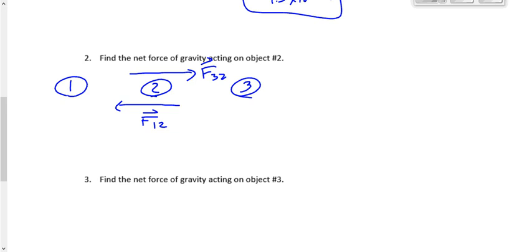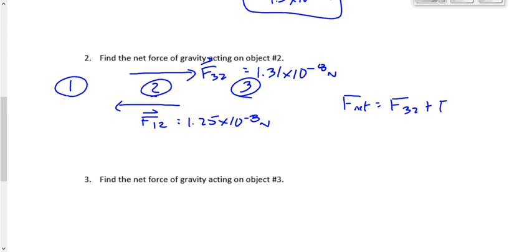Now let's get both of these forces. The force of 3 on 2 ends up being a value of 1.31 times 10 to the negative 8 newtons. And F12 ends up being 1.25 times 10 to the negative 8 newtons as well. Make sure you can get both of those forces. Just straightforward G m1 m2 over r squared. But make sure that you can get those forces. When we do that, we then say F net is equal to the sum of the forces, F32 plus F12, and we add them up.